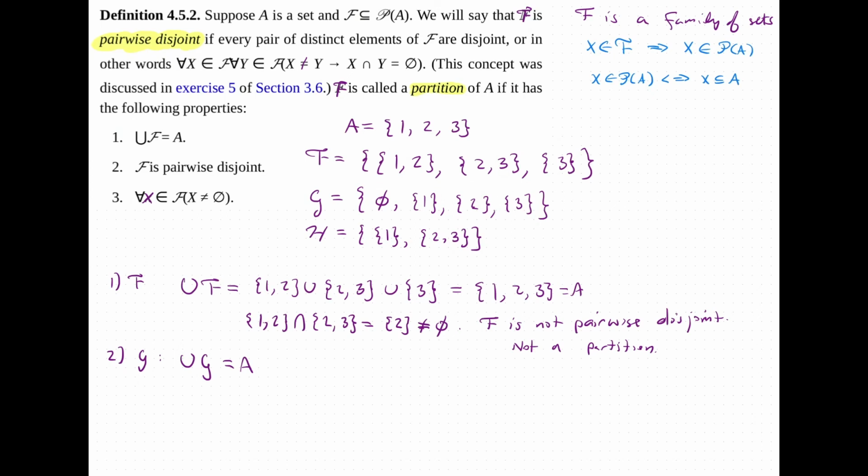By inspection, we have that this is pairwise disjoint. We take the empty set intersected with the set containing 1, that's empty. The set containing 1 intersected with the set containing 2, empty. And similarly for the rest of the other combinations. We have that for every x and y in G, such that they are not equal, their intersections are empty. And so we do have that 1 and 2 are satisfied. So the union of G is equal to A, and G is pairwise disjoint.